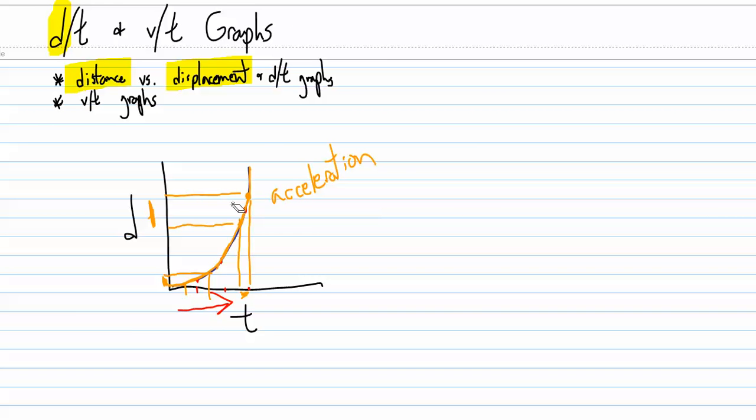So what do you suppose a distance time graph that looks like this would show? Yep, that's an object that is slowing down. It was going fast, it's very steep, and then here it's gentler. So this is negative acceleration.